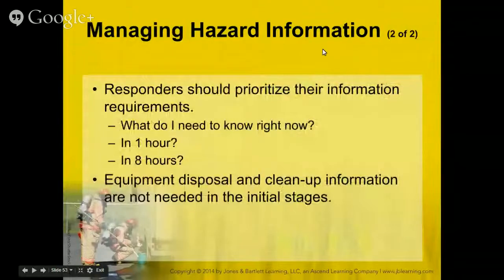And they're trying to figure out, what do I do right now? What do we need to do right now, in the next hour, and in the next 8 hours? Now, it says here that disposal and cleanup is not needed in the initial stages, but it's certainly going to be needed somewhere down the road.